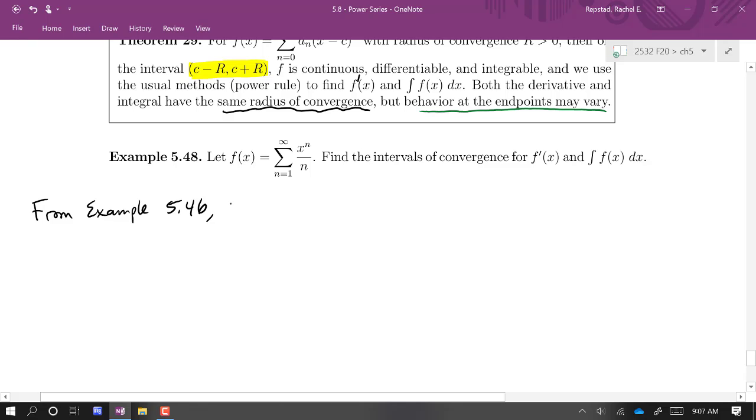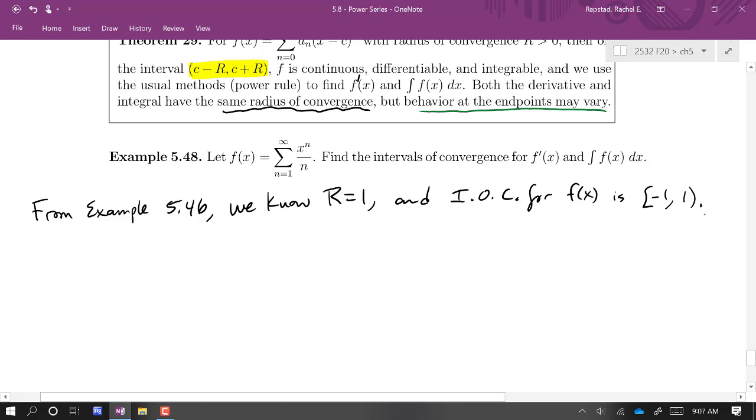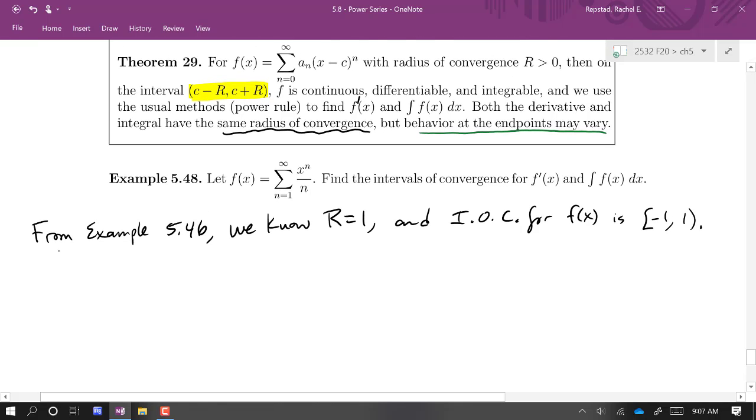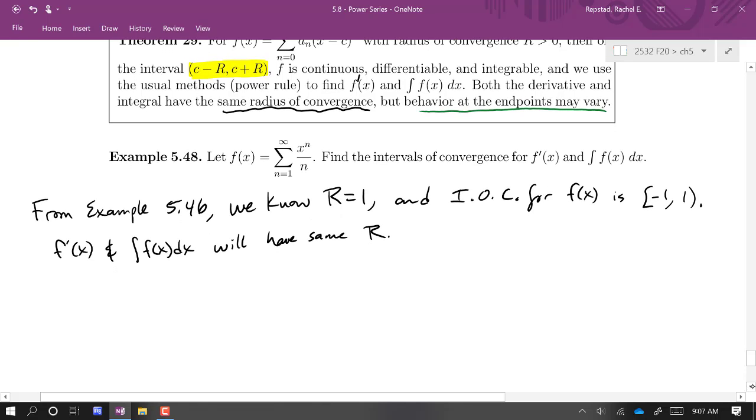And we found that the radius was 1. And the interval of convergence for f of x is the half open interval, closed at -1, open at 1. We know from theorem 29 up here that f prime and the integral of f will have the same radius. So now what we want to do is just find the series, the actual series for f prime and for the integral of f, and then test the endpoints to see if the interval of convergence changes at all.